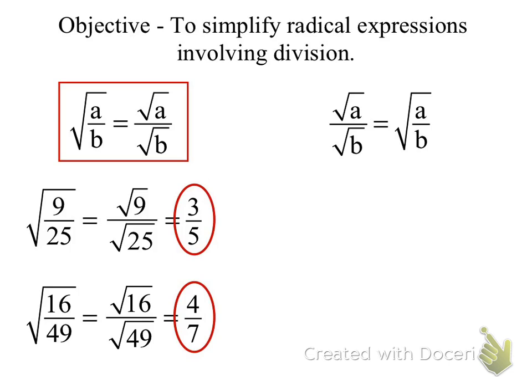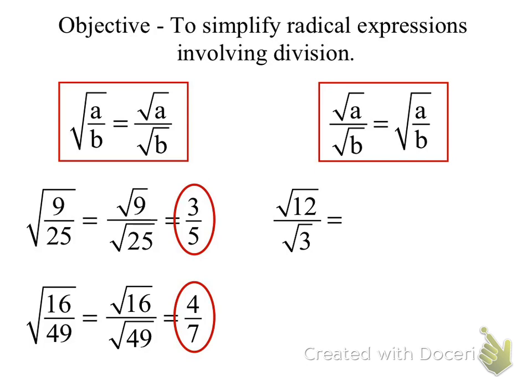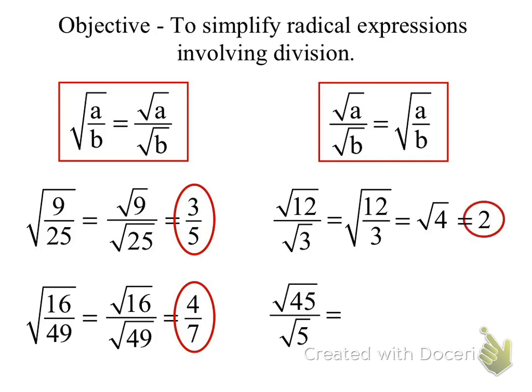The same goes if I have the square root of a number and the square root of another number that's not a perfect square: I can divide under the radical. So something like the square root of 12 over 3, I could just divide it, and we get the square root of 4, which is 2. The next one, what does it simplify to? The square root of 9, which is 3.